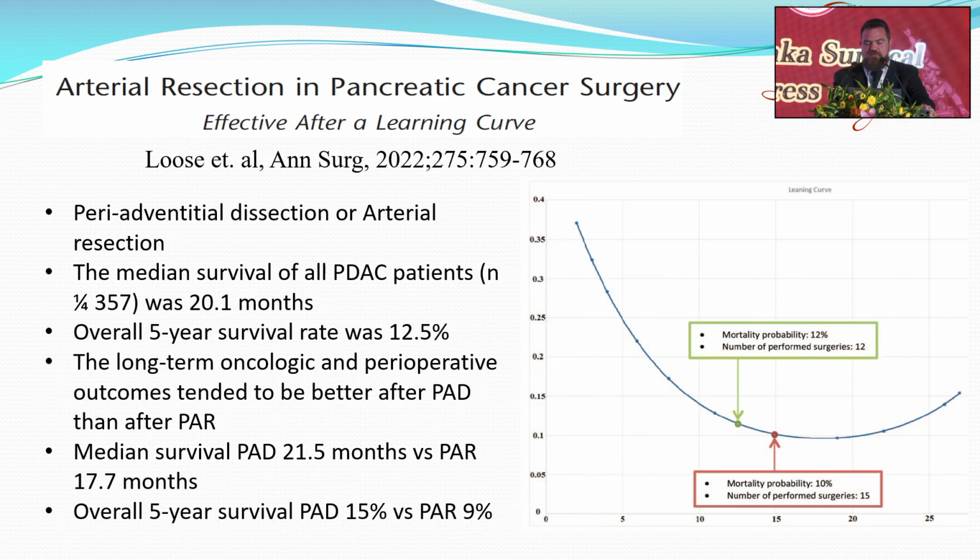On the right side, what's also very important is they published their experience with regards to the reduction in the mortality probability as the experience of the surgeon increases. And you can see how high it is initially. It's about 37%, but when you hit about 12 to 15 cases, it drops down to 10%, and then surgeons become a bit more confident, maybe a bit more cocky. They take on more complex cases, and then it starts rising again.